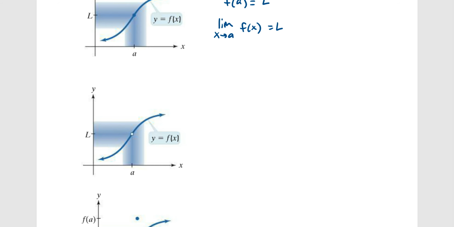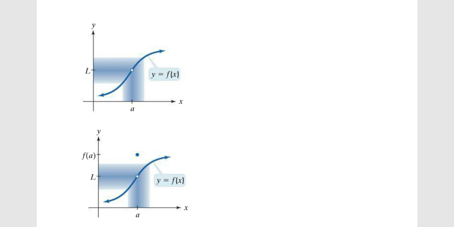Okay, let's see another case here. So in this particular case, f of a is undefined because there is a hole. There is a hole right here, and there's no filled in circle anywhere vertically. So f of a is undefined, but it looks like the limit as x approaches a is still going to equal L, right? Because that's where the function is approaching as x approaches a.